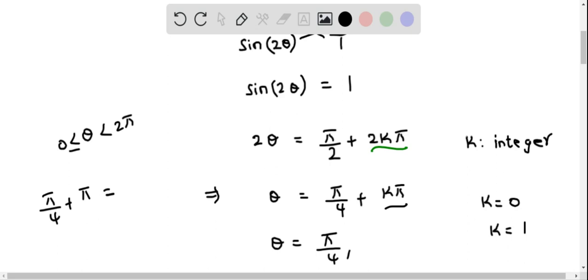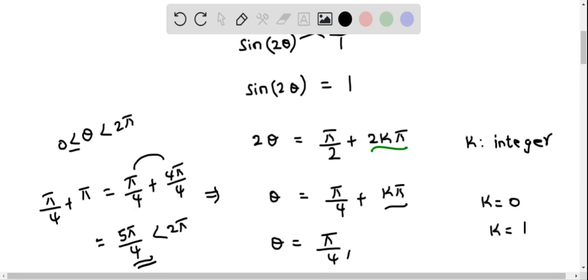Let's simplify this. So this equals pi by 4 plus, I multiply and divide this pi by 4, so I get 4 pi by 4 to make it a common denominator. So we can add these two. Pi plus 4 pi is 5 pi, and this is over 4. And this is clearly less than 2 pi. And so we can consider this another angle. So I put 5 pi by 4 as another angle.